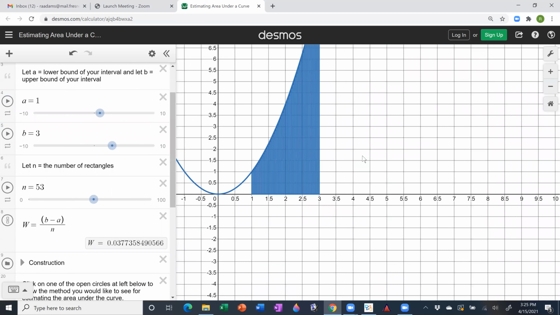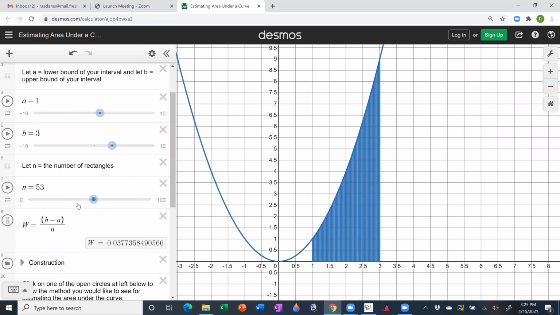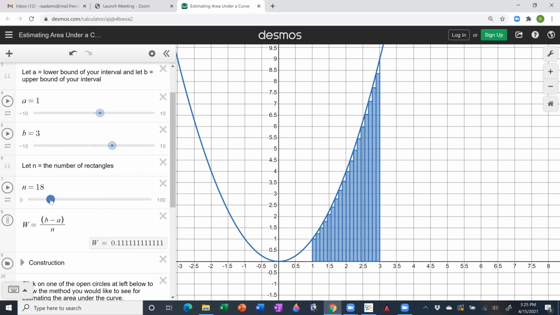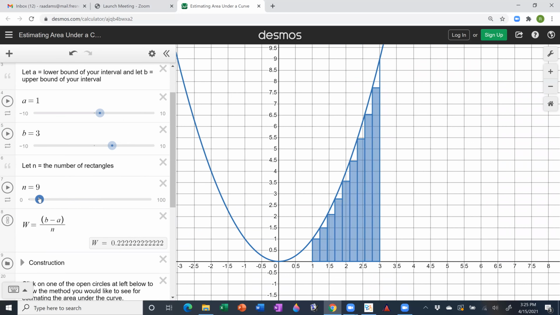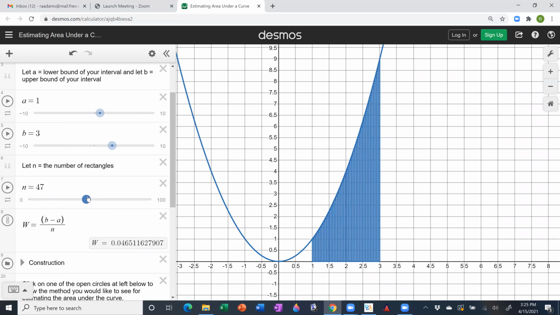If I zoom out a little bit, see this parabola here, we can get the area underneath this parabola between the x-axis and the parabola from 1 to 3. And the more rectangles we use, the more perfectly that area is approximated. Let n go to infinity, and we should, in theory, get a perfect area. Okay, so a lot of fun here to play around with this in Desmos.